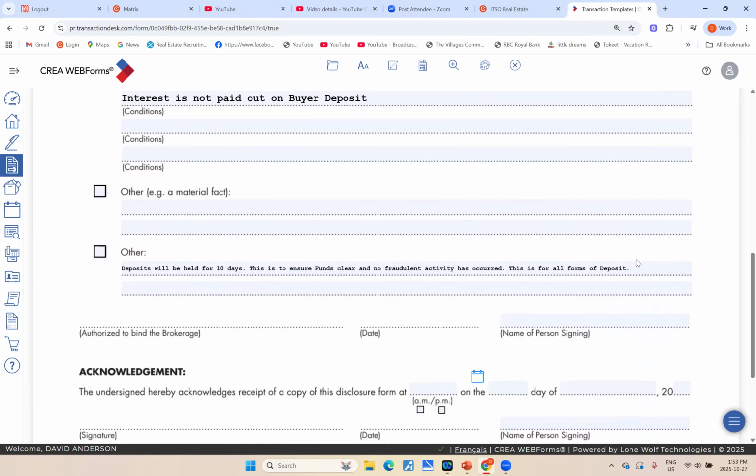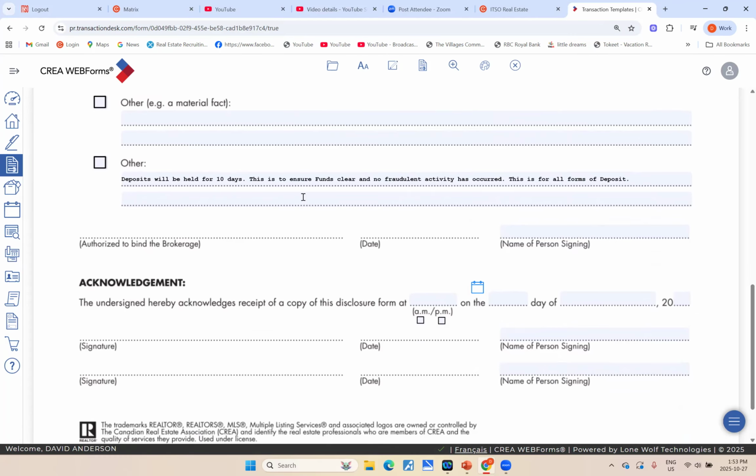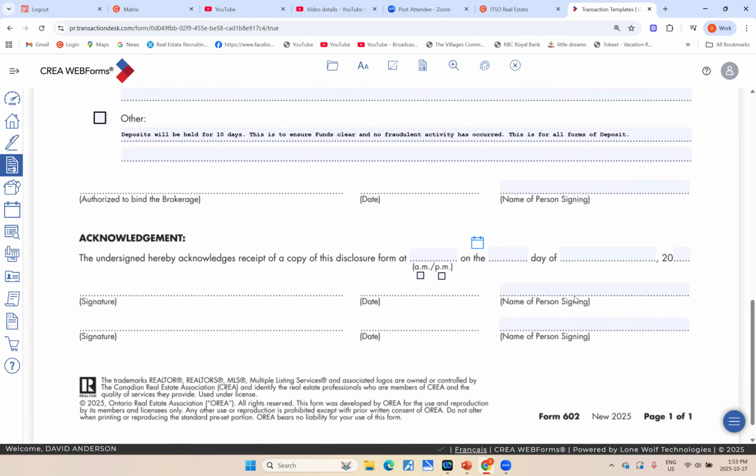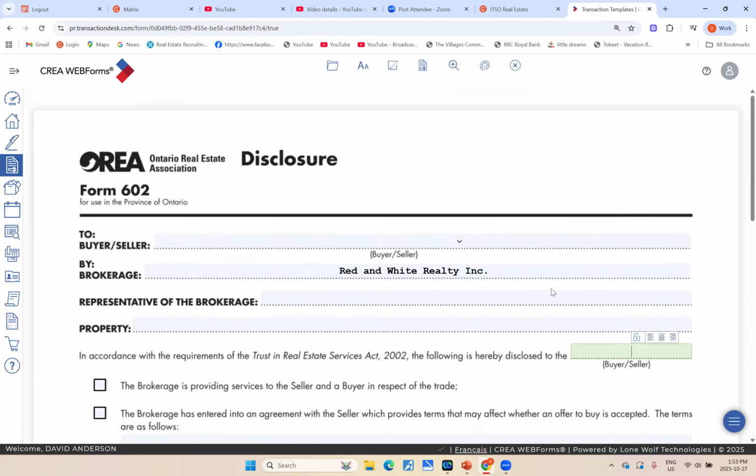We want to make sure that the money goes into the account and then it stays in the account for 2 weeks. That way, when we give it back, it isn't fraudulent. We have had that happen, so we don't want it to happen again. Then you go down here and you would sign it. The agent that's representing the buyers would sign it and put their name, and then we would just acknowledge that we've got it there.